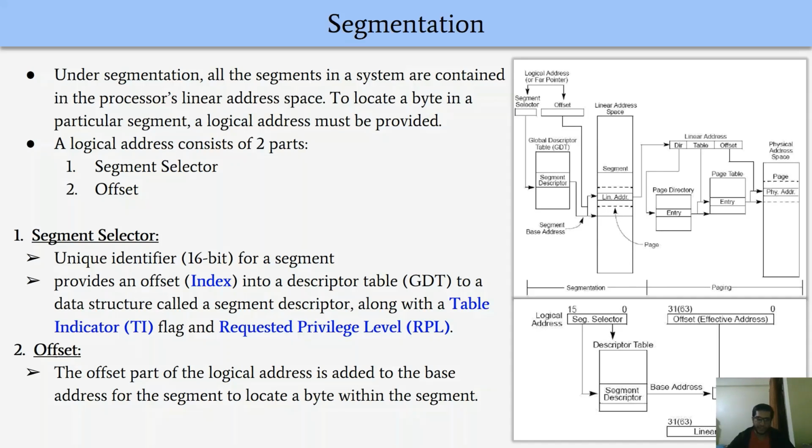This segment selector consists of three things. First is the index, the second is the table indicator flag, and the third one is the RPL. So index is nothing but the index. Table indicator flag helps us in knowing whether it is a GDT or an LDT, that is global or local descriptor table. The third one, RPL, requested privilege level, tells the privilege level of this segment. It varies from 0 to 3, the 0 being the most privileged level. And the second part is the offset, which is the offset part of the logical address, which is then added to the base address for the segment to locate a particular byte within the segment.